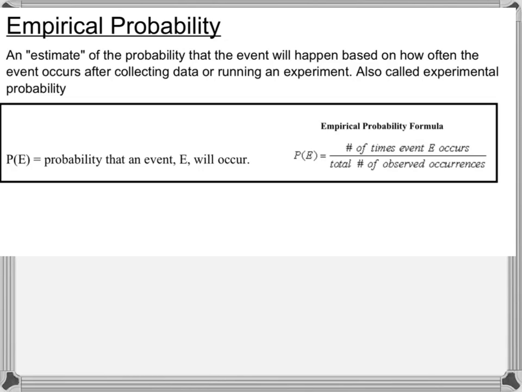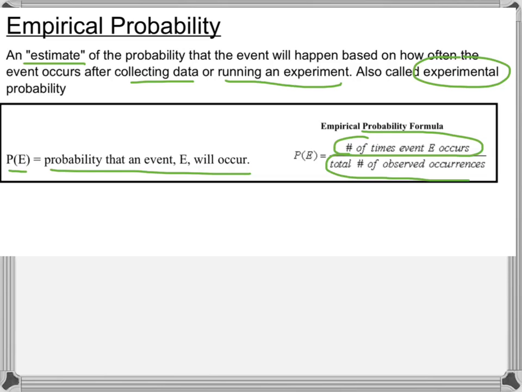Okay, so let's first talk about empirical probability. It's an estimate of the probability that the event will happen based on how often the event occurred after collecting data or running an experiment. It's also called experimental probability. So the probability that an event happens is the number of times the event occurred over the total number of observed occurrences. Okay, so again, this is based on sort of collecting data. It's not based on any sort of theory. We're going to get into theoretical probability in a second.